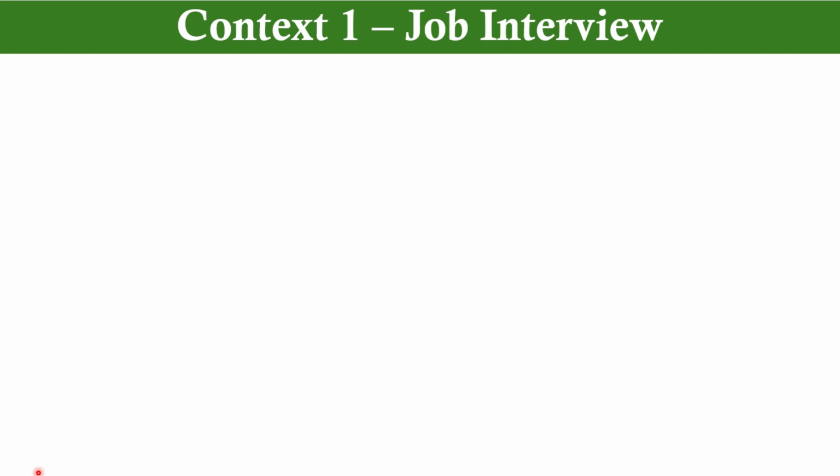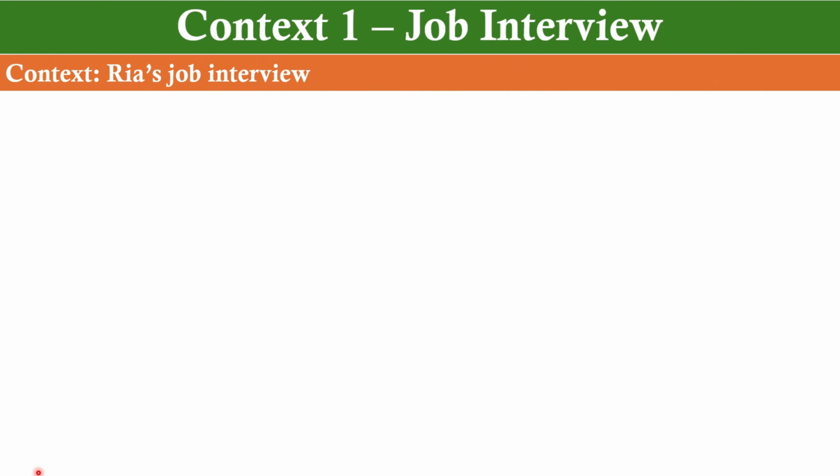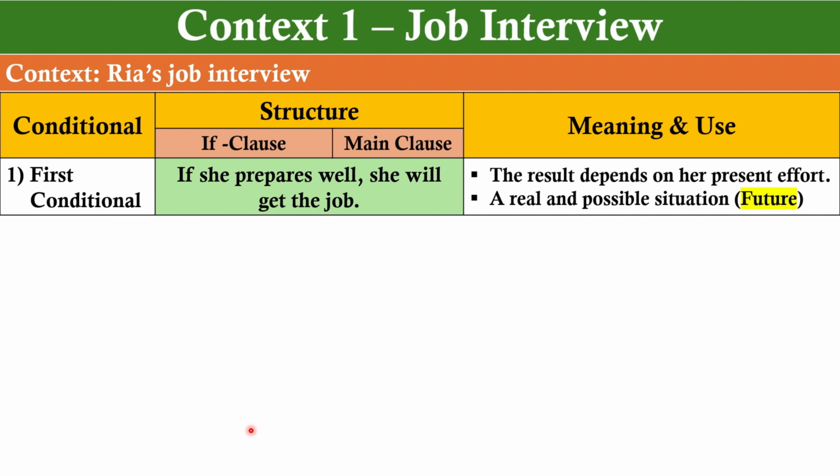Let's look at one situation. Ria has a job interview tomorrow. We will see how the meaning changes when we use the first, second, and third conditionals with this same situation. First, look at this sentence. If she prepares well, she will get the job. This is in the first conditional. It's a real and possible situation. It's about the future, and we believe this can really happen. If she prepares well, she'll get the job. In other words, the result depends on what she actually does now.